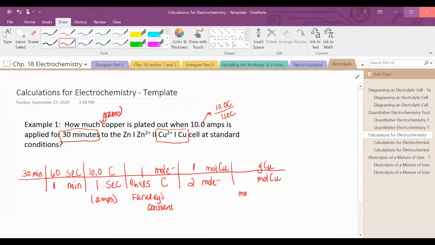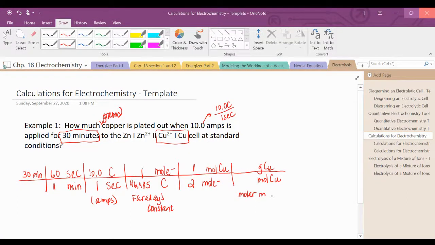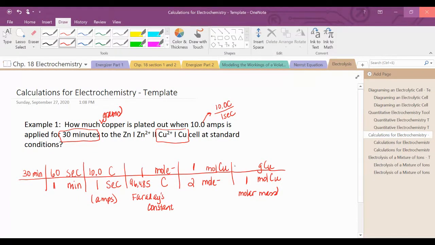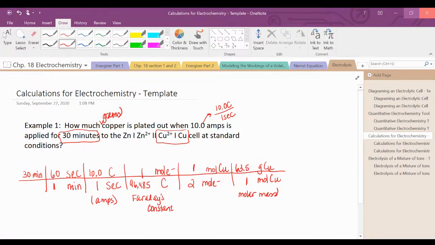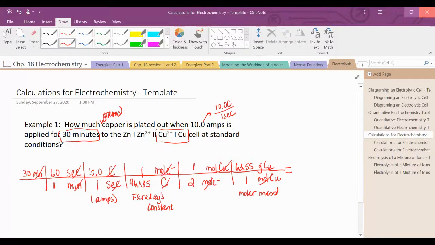And then this last step would be one that we're familiar with from first year chem. This would just be the molar mass. So 1 mole of copper has a mass of 63.55 grams from the periodic table. All right, so then we're going to solve. So I'm going to multiply everything on the top together and then divide that by everything on the bottom multiplied together.